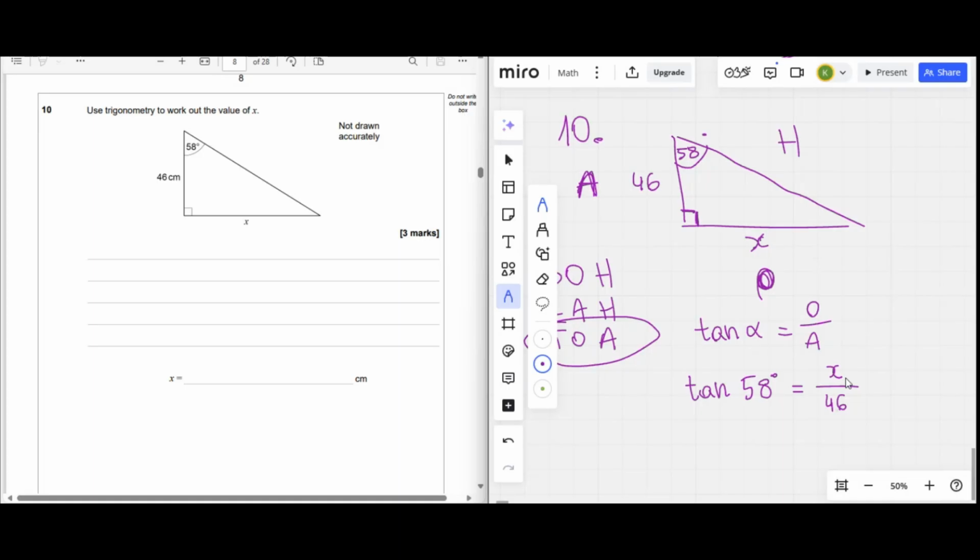Is tangent on the calculator? Yes, it is. Tan 58. So we can do tan 58 and then times 46 to get an x, right? To get rid of that fraction, we are multiplying by denominator, both sides. And thanks to that, the denominator will cancel with this 46 and it will leave us just x.